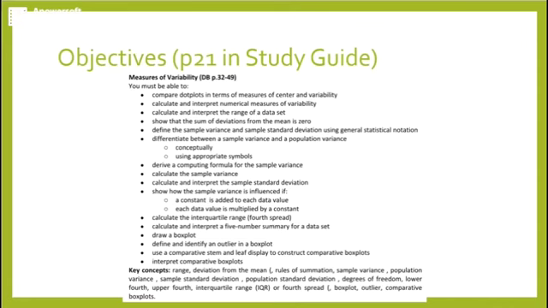calculate the sample variance, calculate and interpret the sample standard deviation, show how the sample variance is influenced, calculate the interquartile range, calculate and interpret a 5-number summary for the dataset, draw a box plot, define and identify an outlier in a box plot, use a comparative stem and leaf display to construct comparative box plots, and interpret comparative box plots.